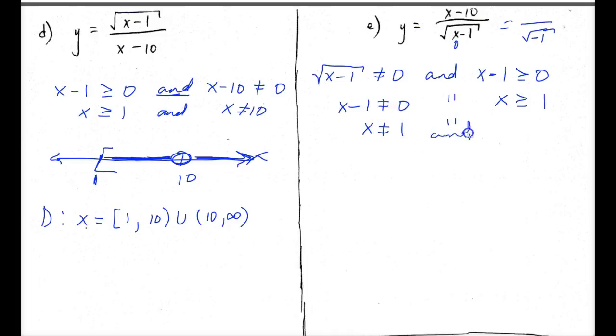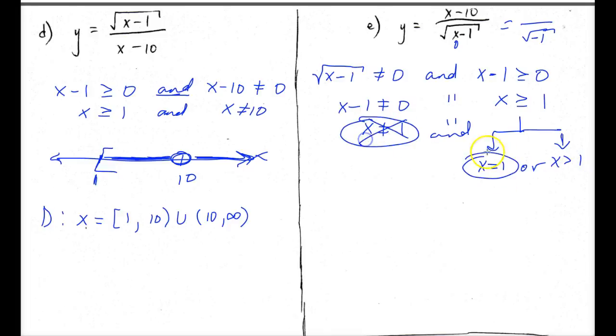And so I notice here that x cannot be equal to 1, but x has to be greater than or equal to 1. And in here, we see that this means that x can either equal 1 or x has to be greater than 1. And these two things here contradict with each other. And so what it ends up being is that all we can have is the x is greater than 1 scenario.